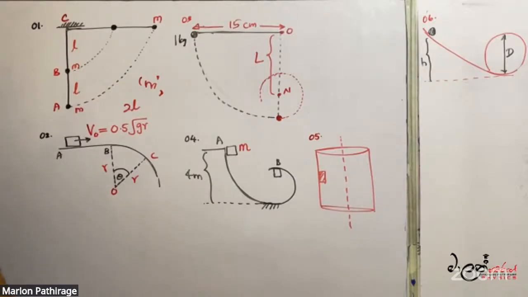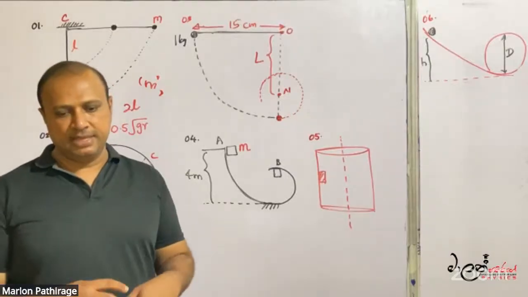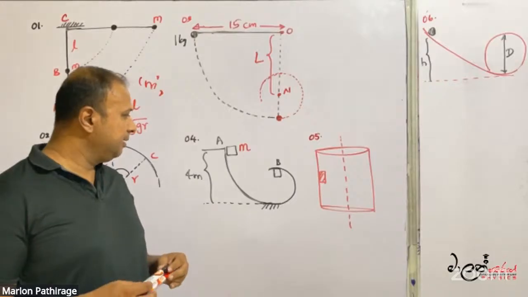The block slides down on a smooth circular path and reaches point B.